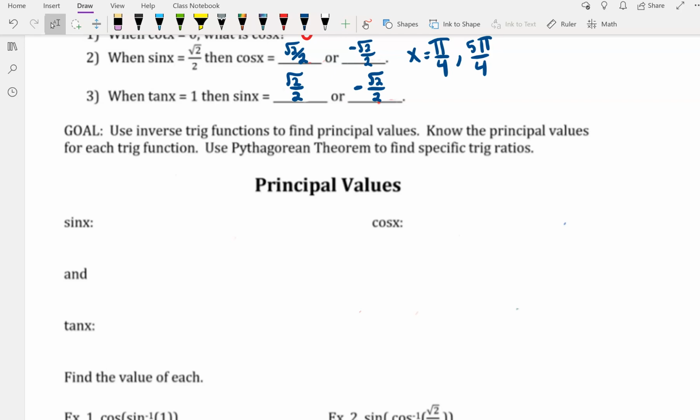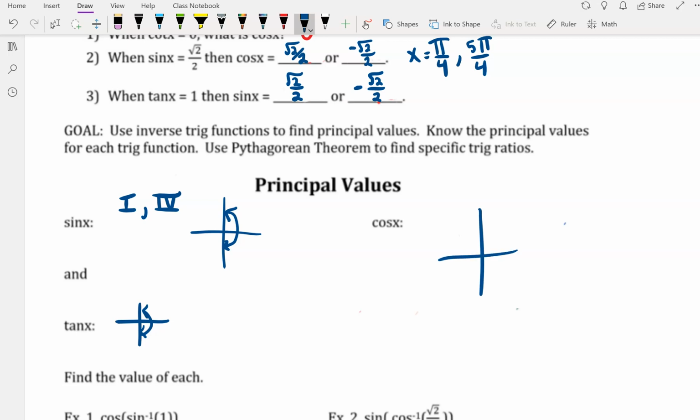So for sine, this will be in quadrant 1 and quadrant 4. Some teachers draw kind of a visual that it's in these 2 quadrants. So quadrant 1 and quadrant 4 for sine, and that's the same with tangent, 1 and 4 also for tangent. Different for cosine. Cosine principal values will be in quadrant 1 and quadrant 2.